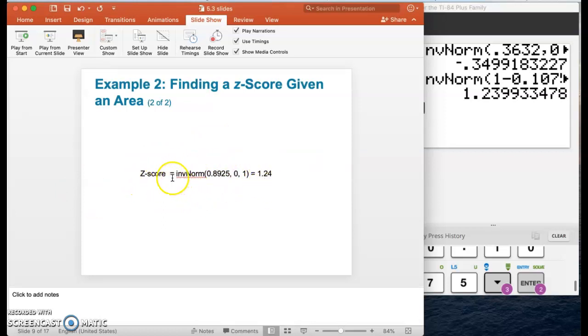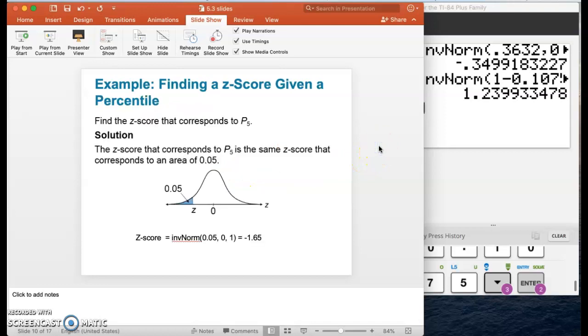Again, notice the format. Z-score equals INV capital NORM, open parentheses, the area, which is 1 minus 0.1075 or 0.8925, the mean, which is 0, and the standard deviation, which is 1.